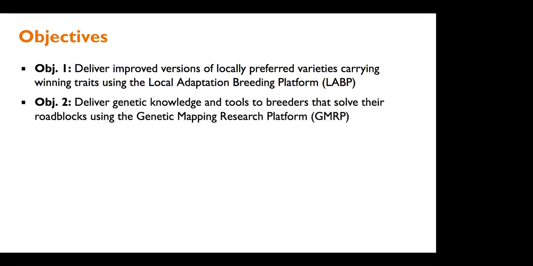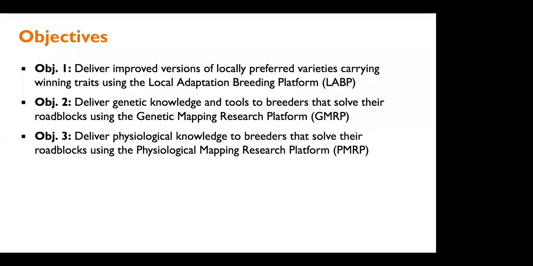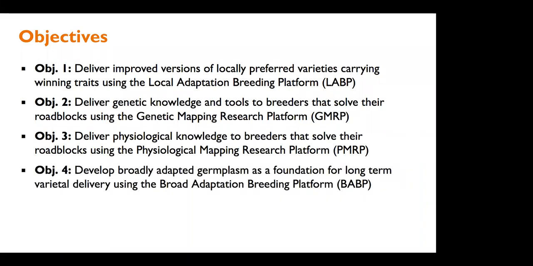Objective 2, to deliver genetic knowledge and tools to breeders that solve their roadblocks using this genetic mapping research platform, which is coordinated by Fanamaina. Objective 3, to deliver physiological knowledge and tools to breeders that solve their roadblocks using the physiological mapping research platform. That's led by Bassin at CIRAS. And then 4, to develop broadly adapted germplasm as a foundation for long-term variety development using the broad adaptation breeding platform. And that one is coordinated by Cyril Diaz at ISRA.